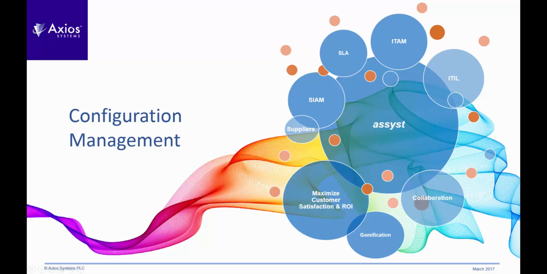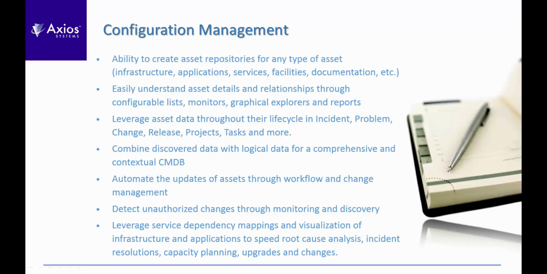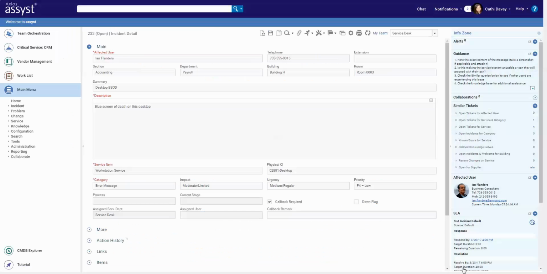Configuration management. We're going to look at our CMDB, how it can manage all types of CIs, how we can query it and report on it, and how we leverage this data in other areas of the tool. We'll also look at how we can set up different types of relationships and see those graphically, whether they are logical or physical, and how we can bring in information from other sources, including our own ITAM suite.